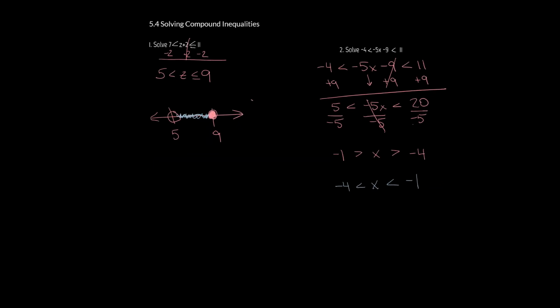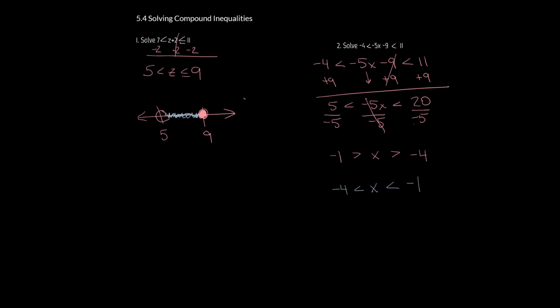Now, I want to be able to graph this on a number line. So I'm going to draw my number line, and I'm going to put my -4 and my -1, and these are both less than signs, so they're going to be open circles. Now, the thing is, we've got -4 is less than x, but x is less than -1. So x is going to have to be in the center of those right there.